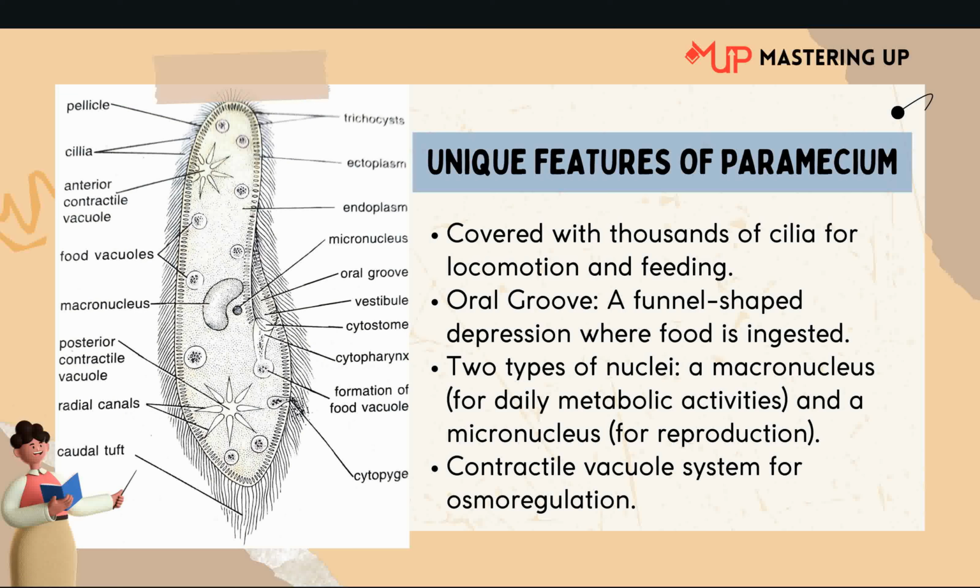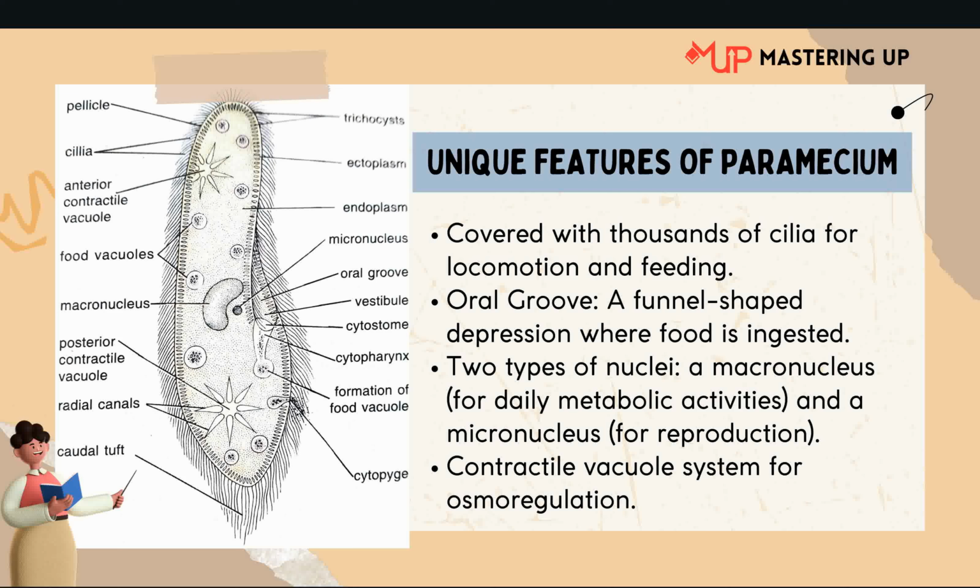Paramecium is covered with thousands of cilia for locomotion and feeding. The oral groove, a funnel-shaped depression where food is ingested. And the other unique feature is two types of nuclei, a macronucleus and a micronucleus. A contractile vacuole system for osmoregulation. All these are the unique features of paramecium.